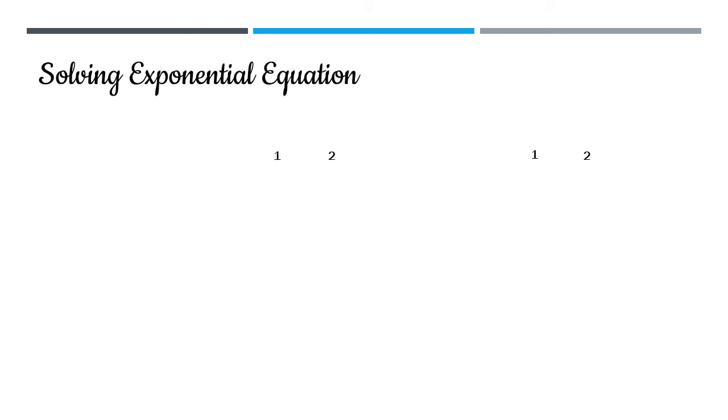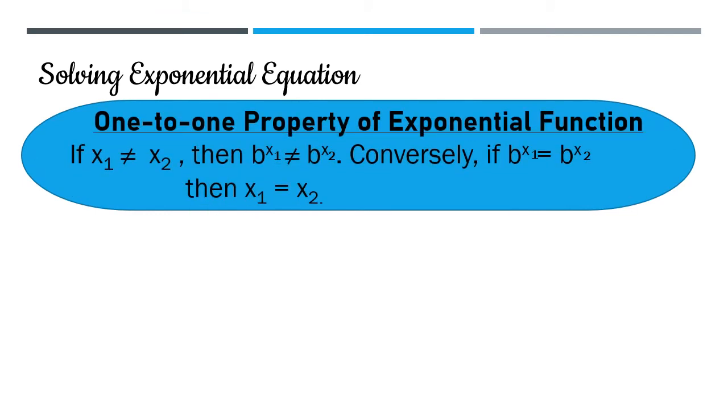Punta tayo sa ating lesson. Paano ba mag-solve ng exponential equation? So bago yan, let us first define the one-to-one property of exponential function. Sabi sa property, if x sub 1 is not equal to x sub 2, then yung b raised to x sub 1 mo is not equal also to b raised to x sub 2. Conversely, if your b raised to x sub 1 is equal to b raised to x sub 2, then yung x sub 1 mo equal din sa x sub 2.